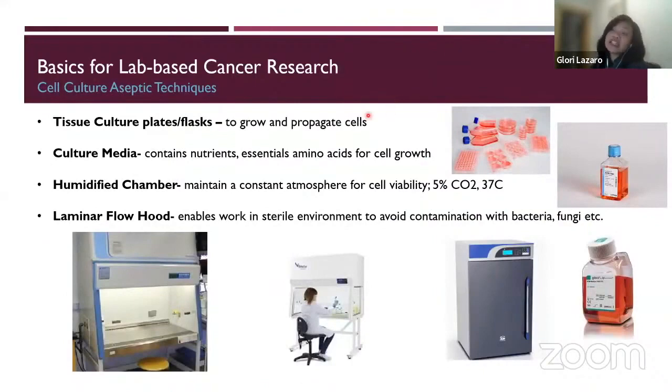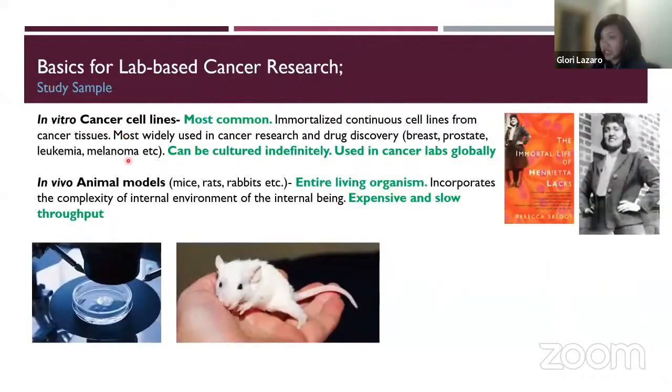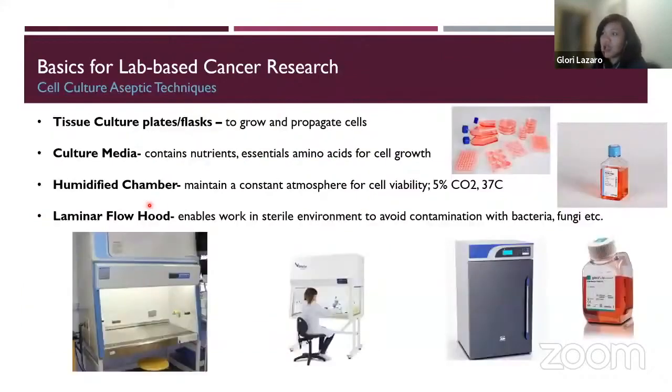And then what do you need? So the basics of a lab for cancer research. What tools do you need? As I said earlier, firstly you need the study sample, the cells that you work with, or the animal models. But how do you actually start studying? How do you culture these cells in the lab? Firstly, you need tissue culture plates and flasks here to grow the cells. And then you need some culture media. This is basically their nutrients.